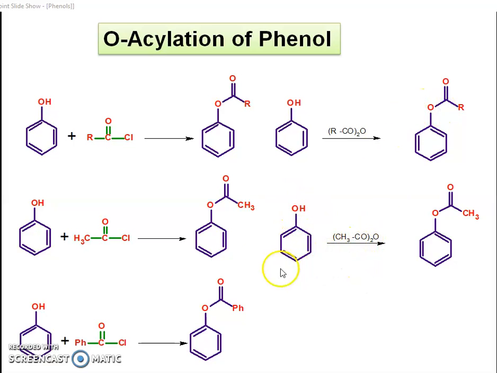Similarly, this phenol can be treated with acetic anhydride, and then the acetyl group is attached to this oxygen atom. So by using acetic anhydride we also get an acetylation reaction at the oxygen atom.